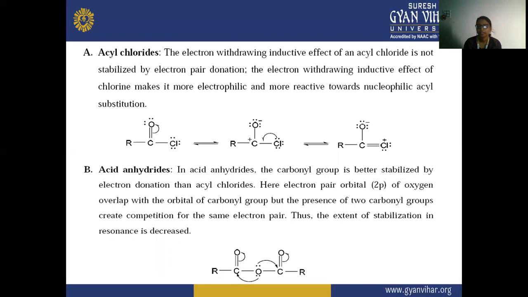In the case of acid anhydride, the carbonyl group is better stabilized by electron donation than in acyl chloride. Here the electron pair orbital of oxygen overlaps with the orbital of the carbonyl group, but the presence of two carbonyl groups creates competition for the same electron pair. Thus the extent of resonance stabilization is decreased.